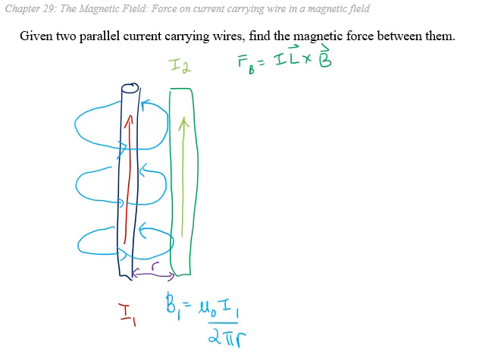Well, now to find the magnetic force on wire 2, we'll have I2 times L, the length of the wire, crossed with the magnetic field it's sitting in, and the field it's sitting in is the field made by wire 1. Okay, so there's the idea. Wire 1 makes a magnetic field. Wire 2 carries a current, so it feels a force. We can calculate what that force is going to be, and we'll go on to the next slide to do that.